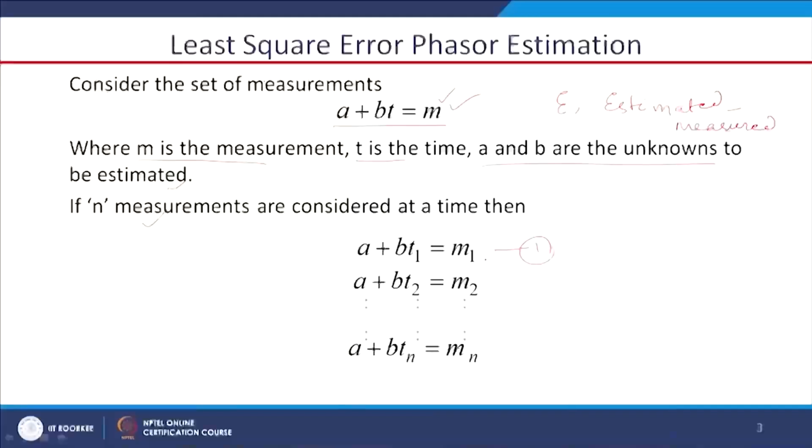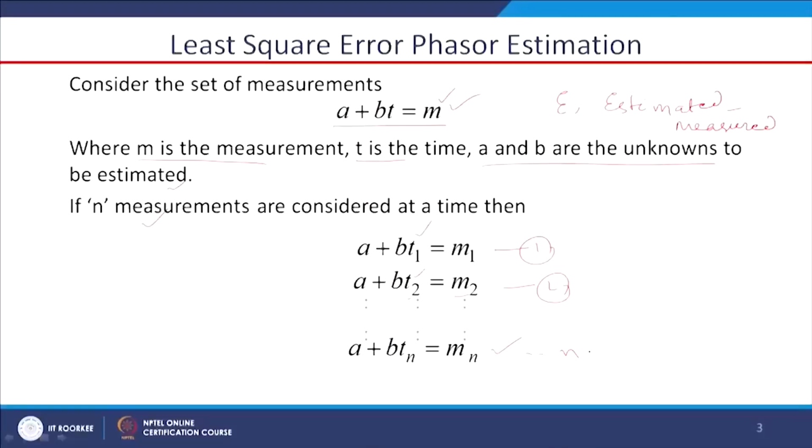This is the first equation: A plus B T1 is equal to M1. This is our second equation: A plus B T2 is equal to M2. T1 is at time T1 and T2 is at time T2. The measurement which is in our hand, M2, is at time T2. Similarly, coming to the nth time, Tn, the last equation, our nth equation, is A plus B Tn is equal to Mn.